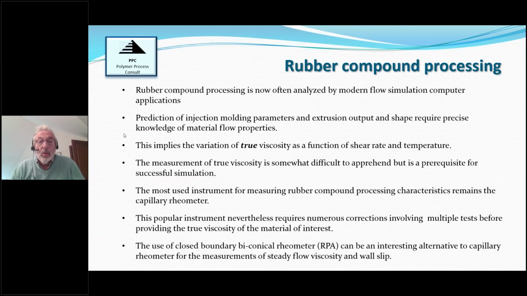The most used instrument for measuring rubber compound processing characteristics remains, in the world, the capillary rheometer. But this popular instrument nevertheless requires numerous corrections involving multiple tests before providing the true viscosity of the material of interest. Now, what I'm going to try to do is to show you that we can use a closed boundary biconical rheometer, which everyone knows as the RPA, as an interesting alternative to the capillary rheometer for the measurement of steady flow viscosity and wall slip.